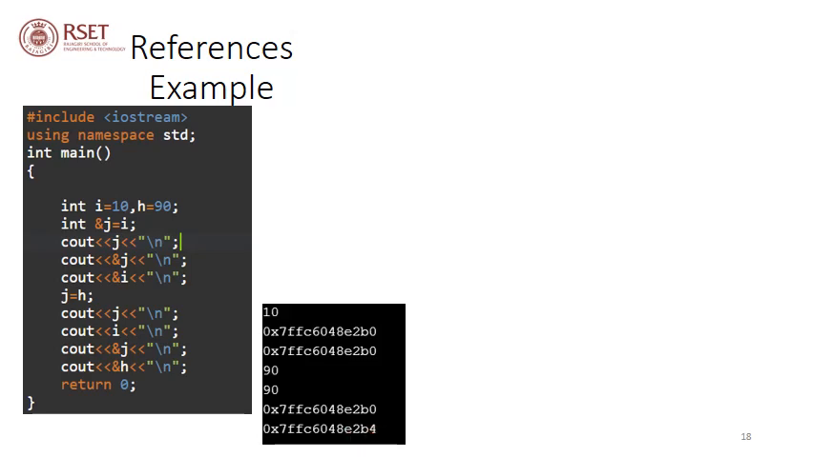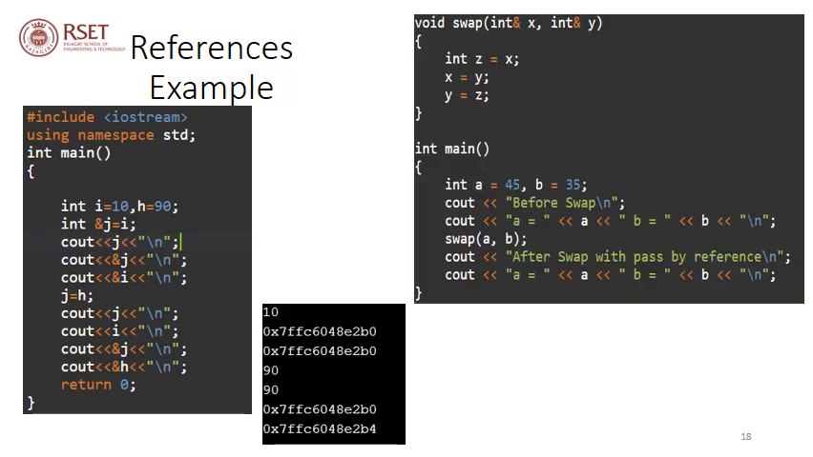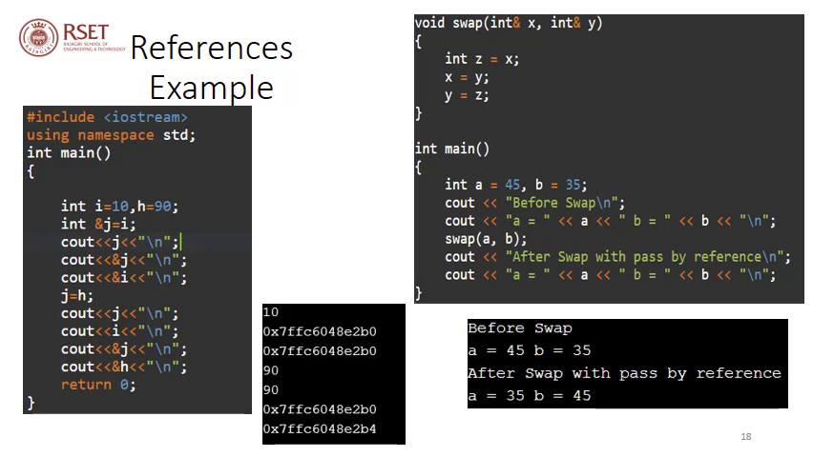So I hope you have understood the difference between pointers and references. A reference is just an alias for an already existing variable. Now we'll see how to swap two variables using references. I'm sure you know this program. In the main function we have two integer variables a and b. a has initial value 45, b has 35, and before the swap we are printing the values of a and b. This is the output: a equal to 45, b equal to 35.